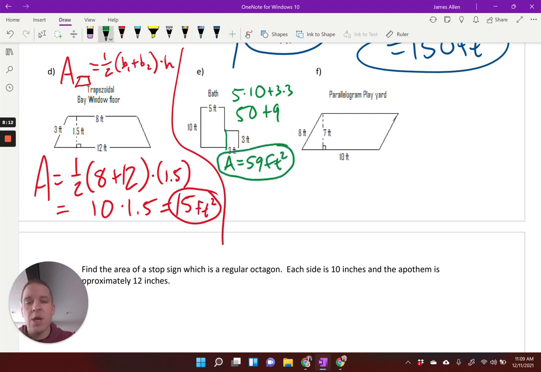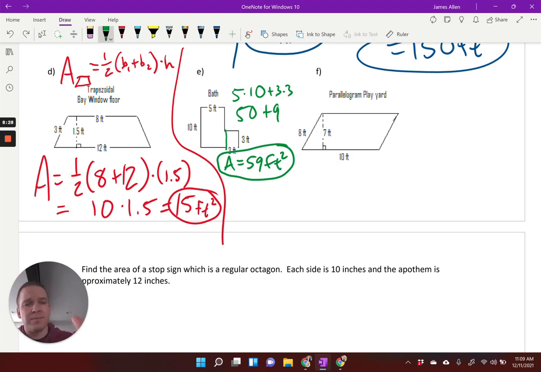Love having units. You could have also broken it apart the other way, and that's fine too. You should still get the same answer. You could have gone here and then have different numbers, but this one seemed the easiest to me because I see dimensions right away. All right, parallelogram.